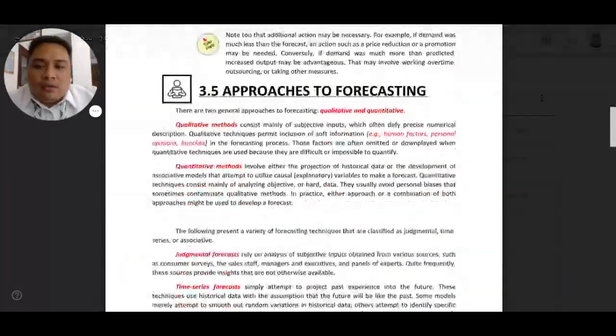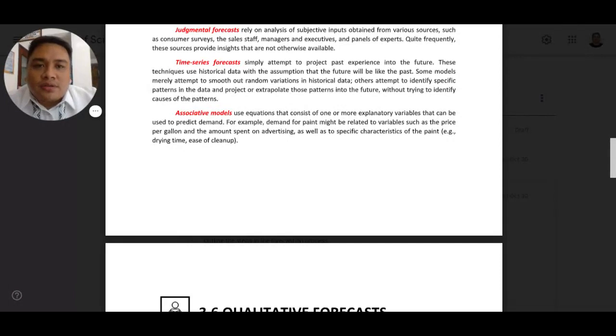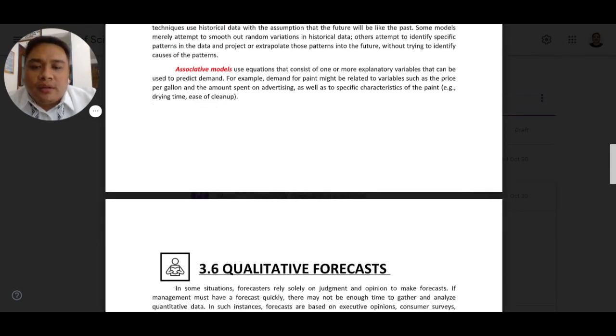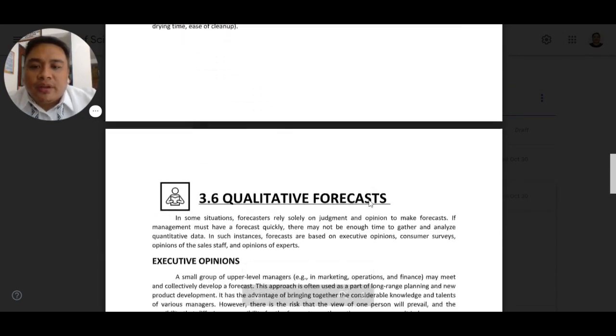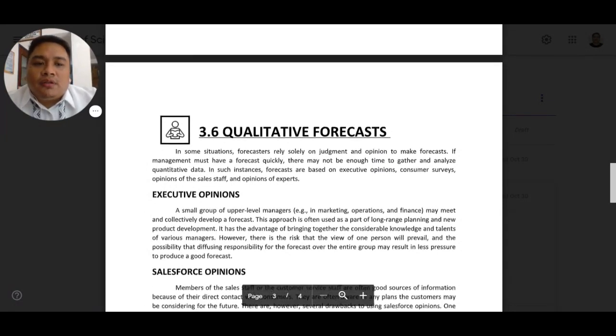I hope you were able to understand the topic. If there are certain questions or clarifications that you wish to raise, just comment on the Google Classroom. And if I am able to, I will reinforce certain topics that you cannot understand in terms of qualitative forecasting or our topic about forecast.